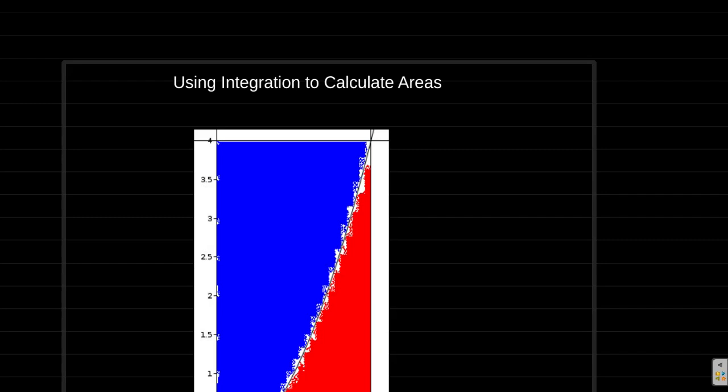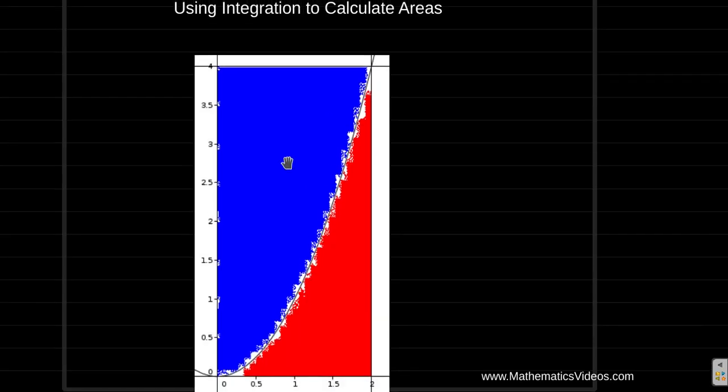Let us look at using integration to calculate areas. What I have here is the curve y equals x squared. I have below the curve and to the right of it, it's shaded red, and above the curve and to the left, it's shaded blue. We want to calculate the area that is below and to the right of the curve.